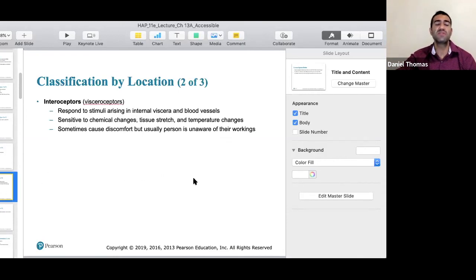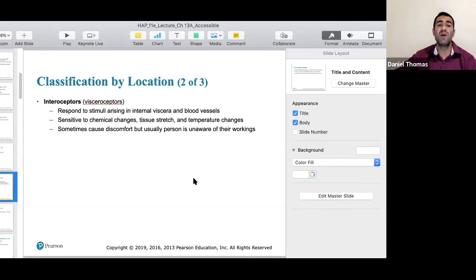Now, the next one is called an interoreceptor. And these are things that largely you don't even realize. For example, right now, there are special receptors in your blood vessels that are determining how much they're being stretched by the flow of blood. And if they're stretched too much, they're going to make changes in order to reduce blood pressure. If they aren't stretched enough, they're going to make changes to increase blood pressure.